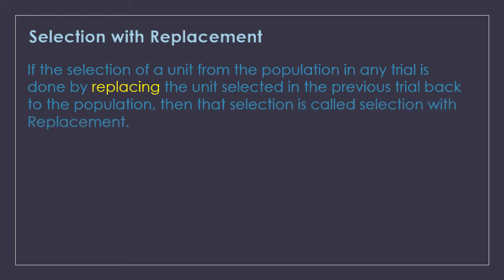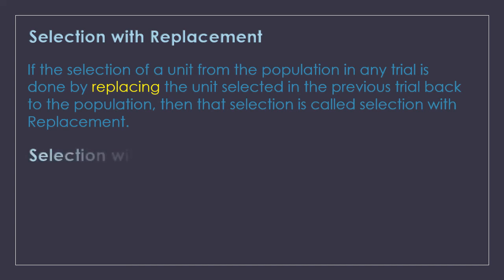Now let me just explain it in simpler terms. You have a sack full of 10 balls. You are selecting a ball from the sack. You select the ball, then put that selected ball back into the sack and then again select a new ball. That means you are replacing anything which you are selecting back into the sack. That is called selection with replacement.